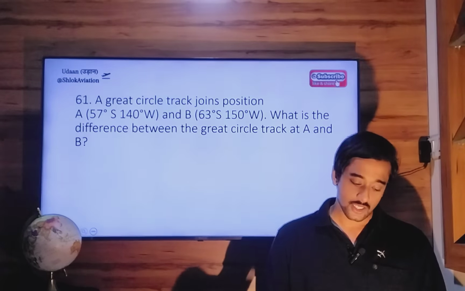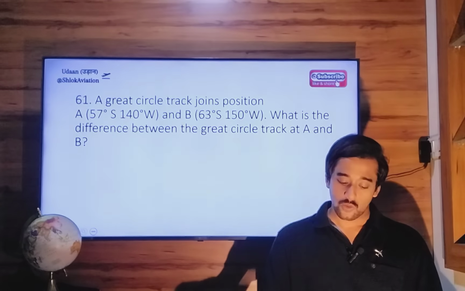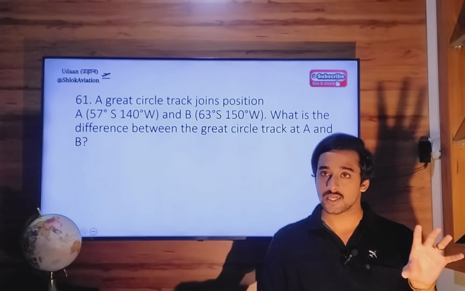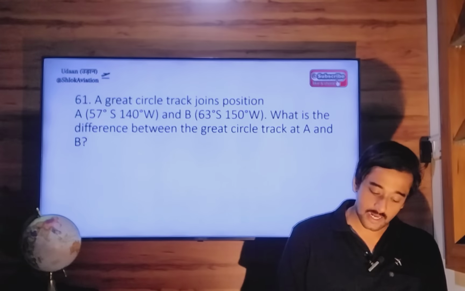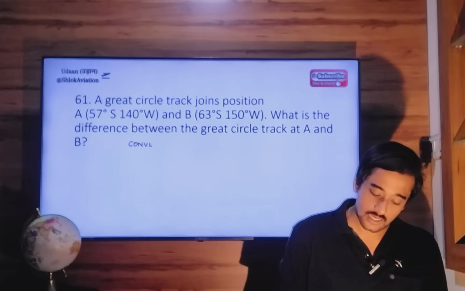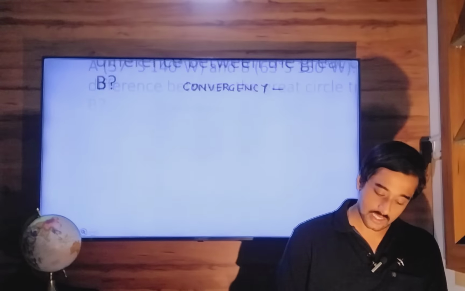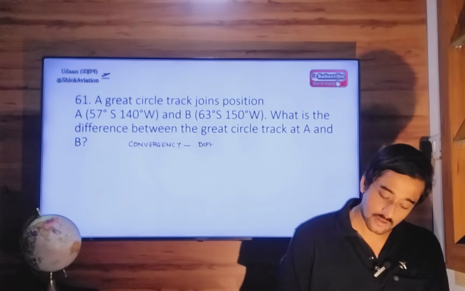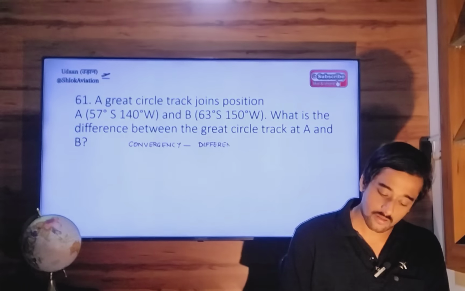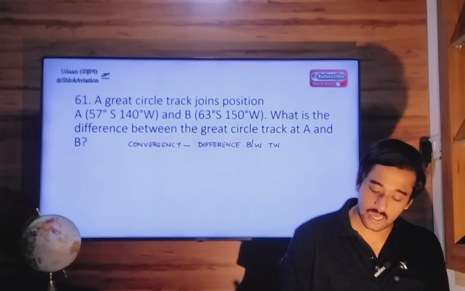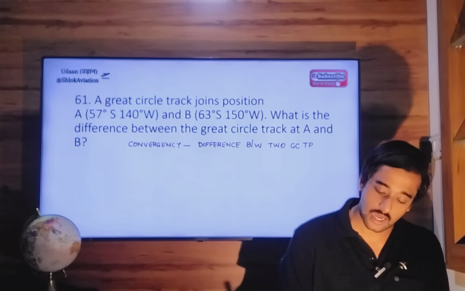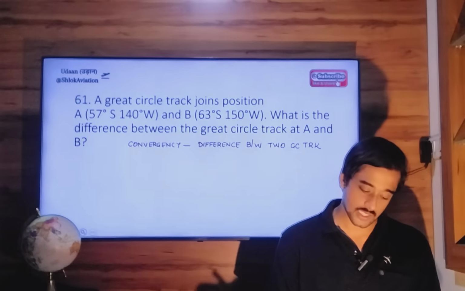A great circle track joins position Alpha and Bravo. What is the difference between the starting great circle track and the destination great circle track? So we know that by definition, convergency is nothing but the difference between two great circle tracks.